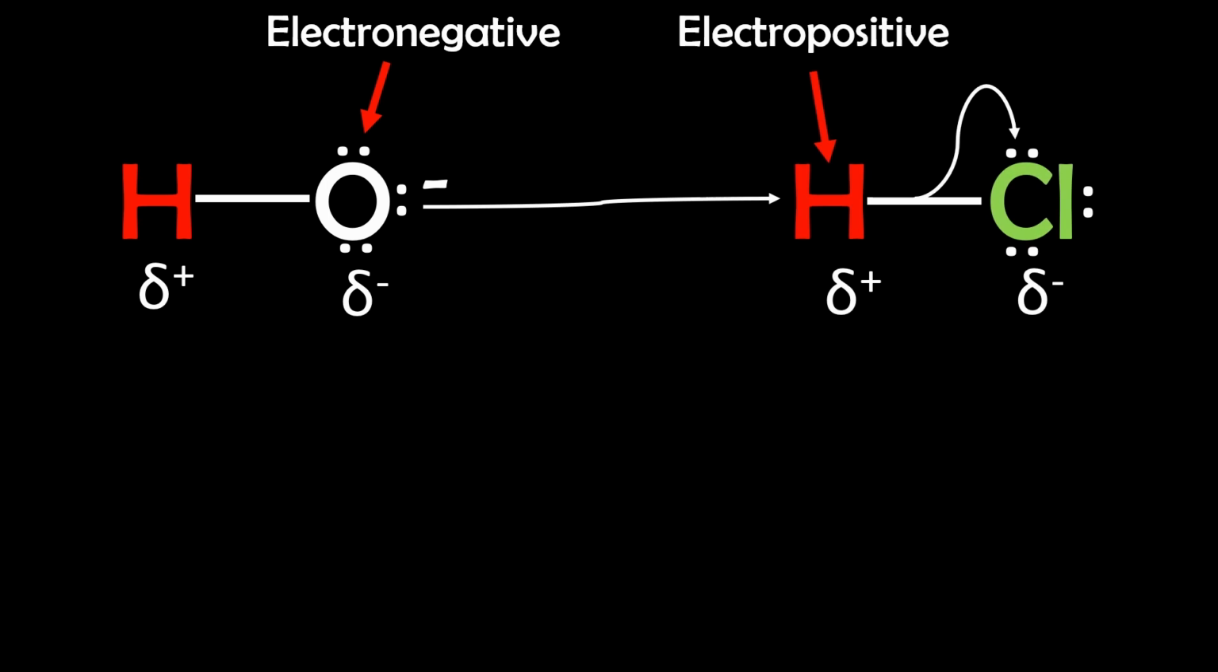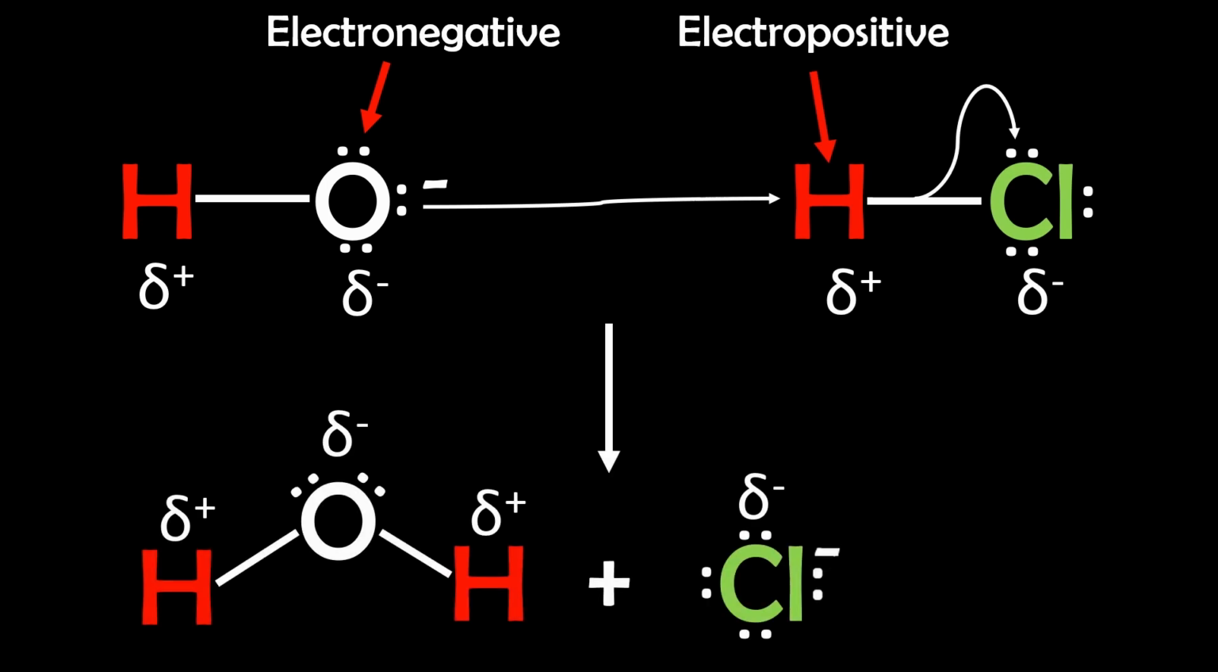For instance, consider a base like hydroxide. The oxygen in hydroxide is highly electronegative and will readily react with a partially positive hydrogen in hydrochloric acid, leading to an acid-base reaction. And in fact, much of what you learn in acid-base chemistry and organic chemistry can be predicted based on electronegativities.